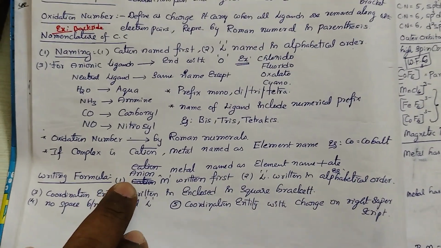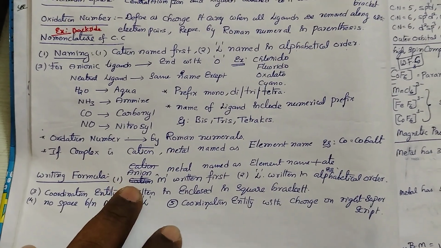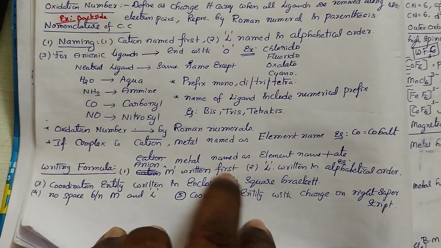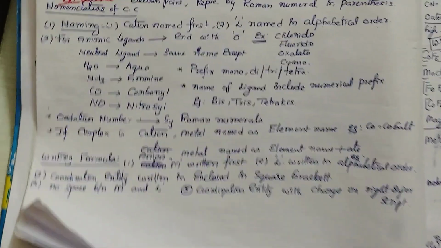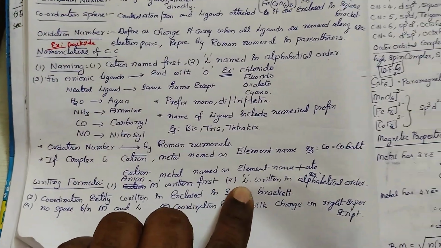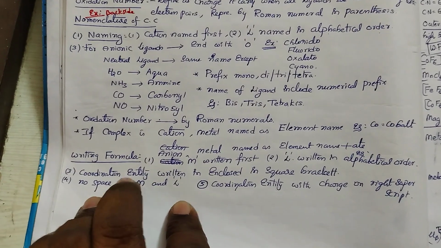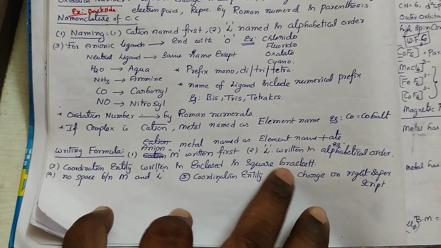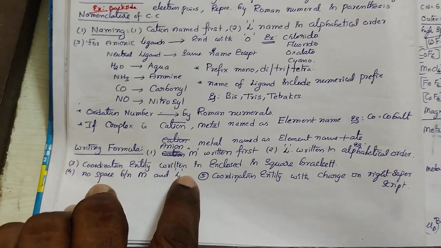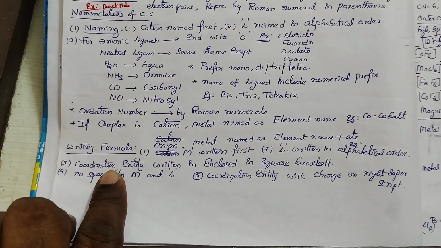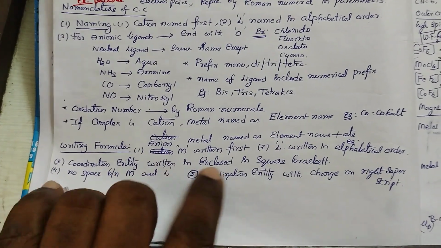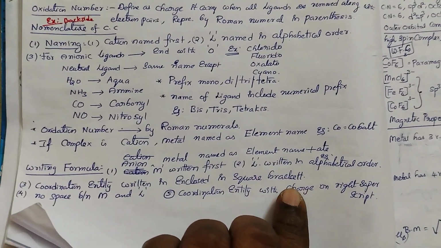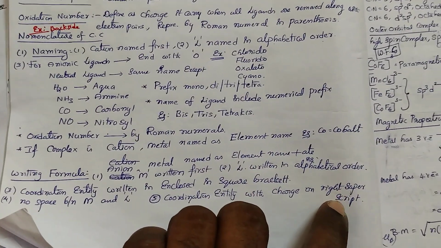Writing the formula: here also the metal is written first. The ligands are written in alphabetical order. The coordination entity is enclosed in square brackets. There is no space between metal and ligands when writing the formula of a coordination compound. The complex charge must be represented as a superscript on the right-hand side.